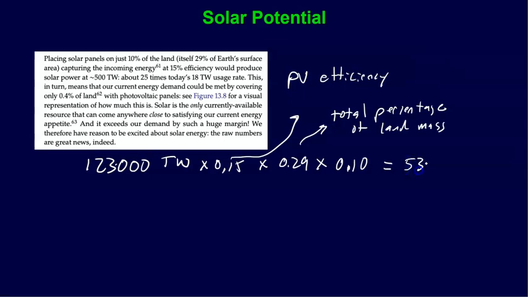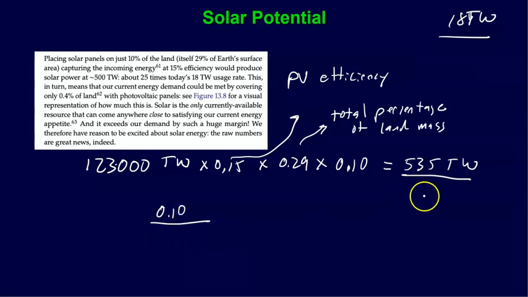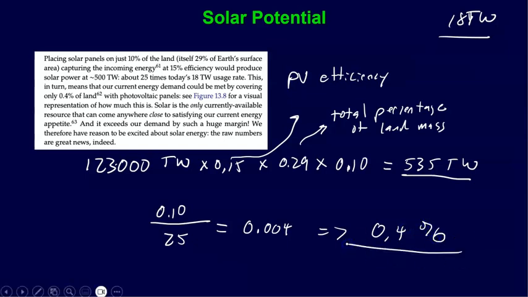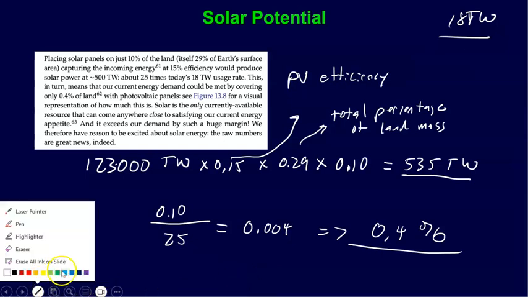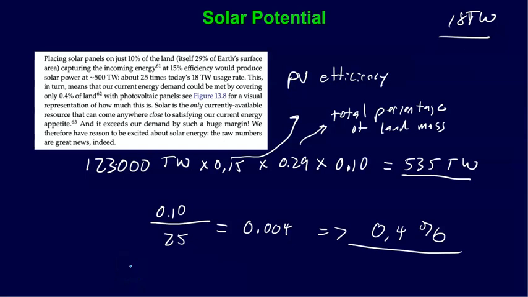So where does that leave us? Well, it's actually pretty good. It's about 535 terawatts. Again, remember that our energy use worldwide is 18 terawatts, so this is pretty good. This is somewhere in the neighborhood of 25 times more than we need. So let's divide this 10% by 25, and when we do this, we get 0.04, which leads us to about 0.4%. So we only need somewhere in the neighborhood of 0.4% of our land mass covered in solar cells to replicate the energy use we have right now.